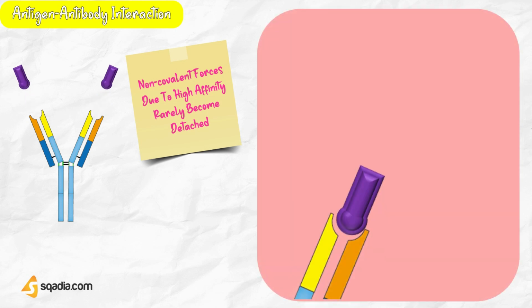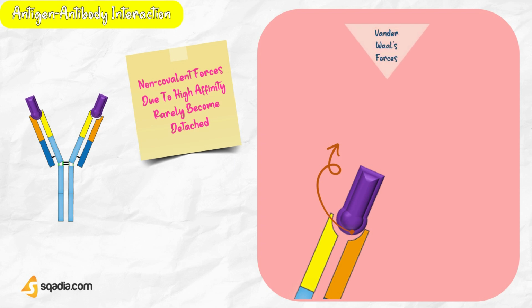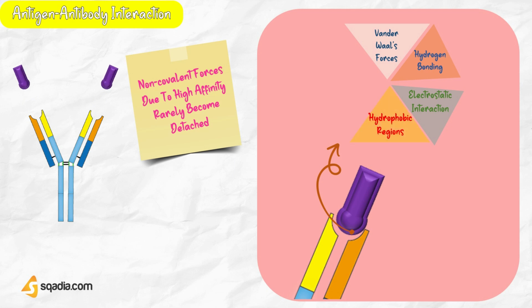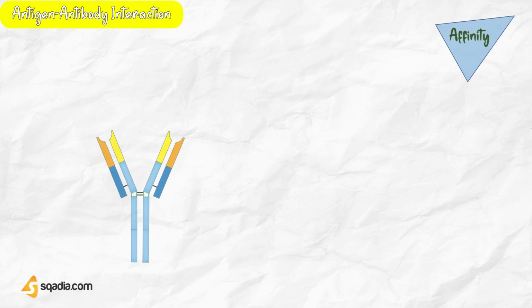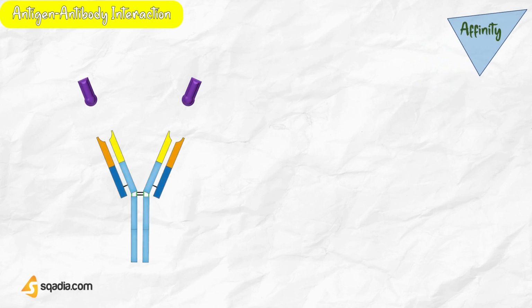The weak and non-covalent interactions such as van der Waals forces, hydrogen bonds, electrostatic interactions, and hydrophobic interactions are responsible for binding. As these are weak forces of attraction, antigen and antibody must come in proximity in order to bind. The two properties of an antibody, that is affinity and avidity, also play a major role in the antigen-antibody interaction. Moving forward, to understand it more easily, we are going to break down the primary interaction into two headings: affinity and avidity. Let's talk about affinity first.